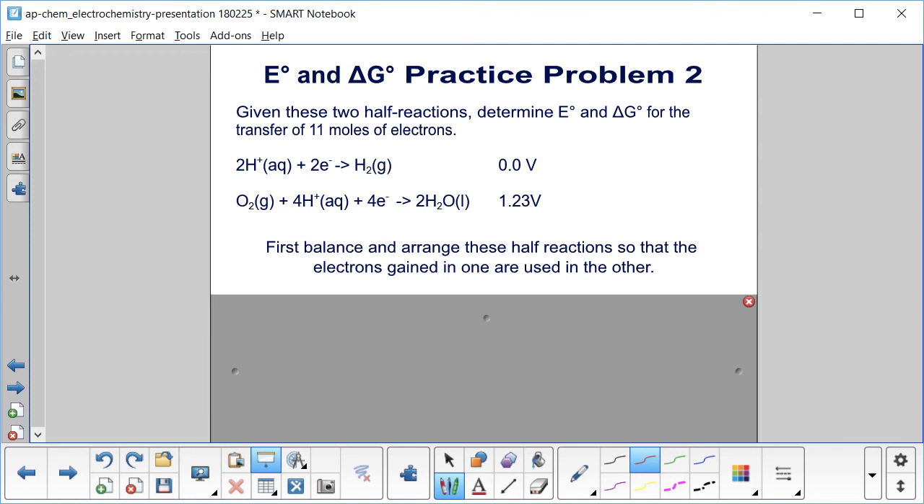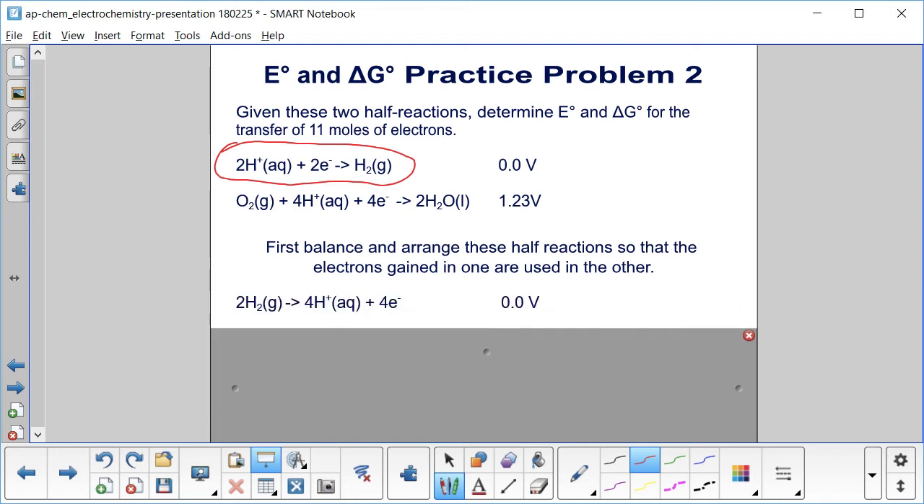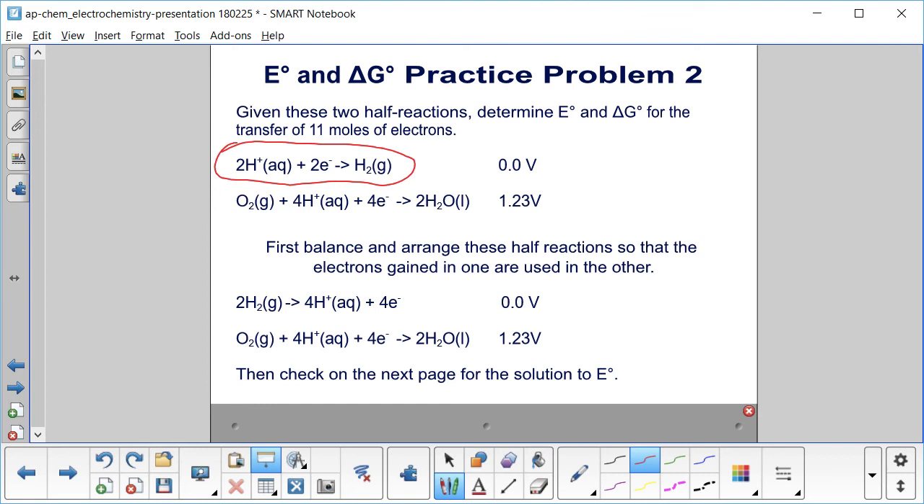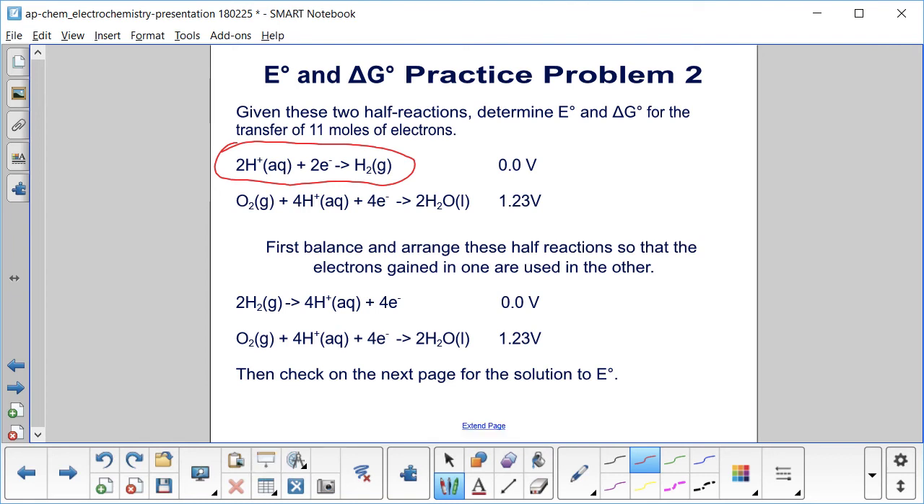So I'm going to do two things to this top equation. First, I'm going to flip it because this is the oxidation reaction since it has the smallest reduction potential. So I'm going to flip it and multiply it by 2, so it shows a loss of 4 electrons. And then the second equation I can leave alone. And then on the next page, I will calculate the cell potential.